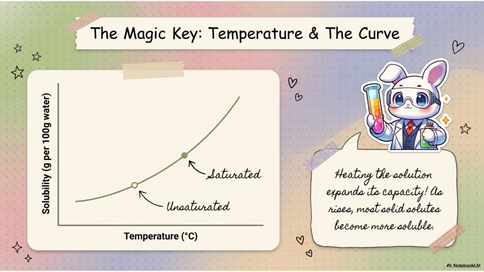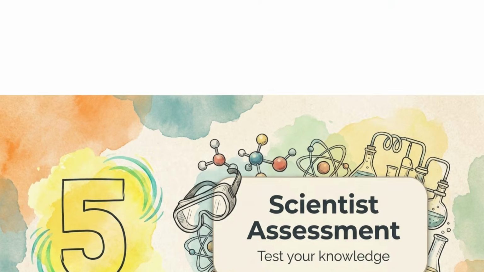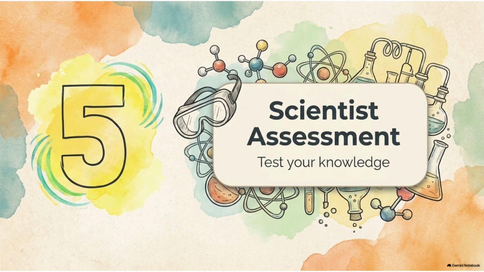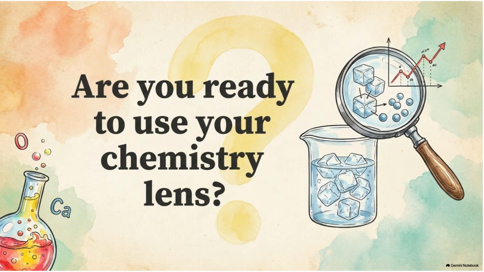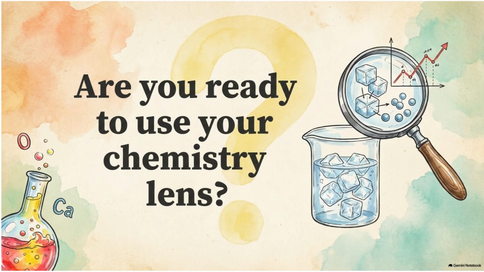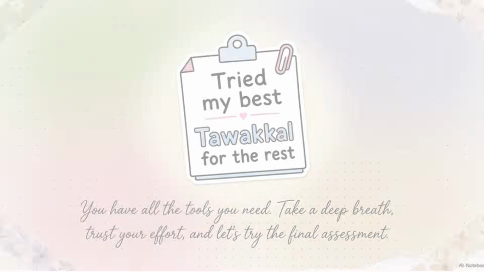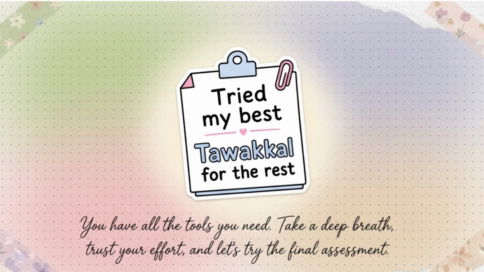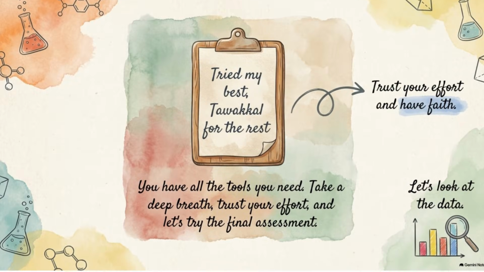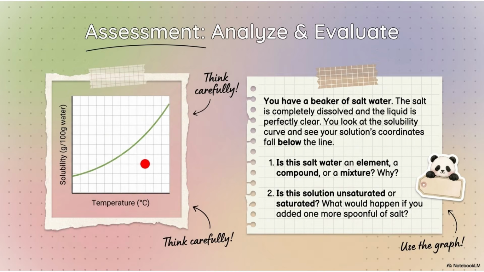And that brings us to Chapter 5, the Mini Scientist Assessment. We've covered a lot of ground today, and now it's time to put your new chemistry lens to the test. Take a quick moment to focus. This is the part where you get to think like a true scientist. We're going to apply everything we've just uncovered about changes, mixtures, and solubility. You've got all the tools you need right here. Take a deep breath, trust your effort, and remember that every single step in this explainer brings you closer to discovery. All right, let's look at the data.